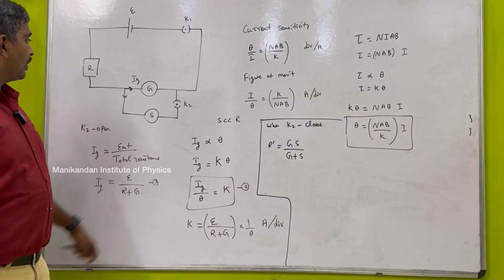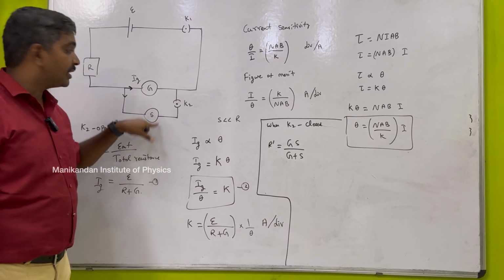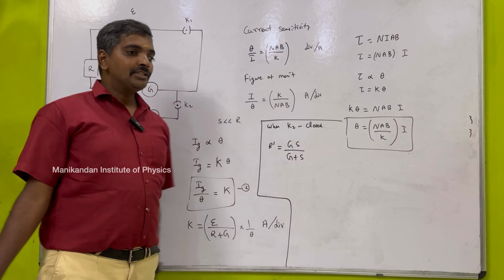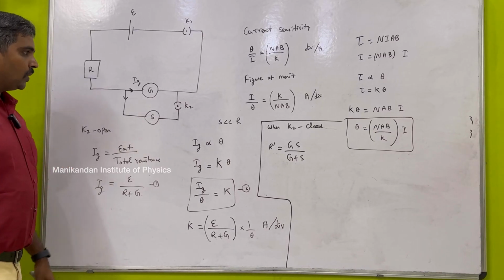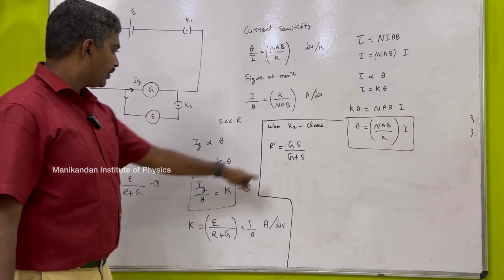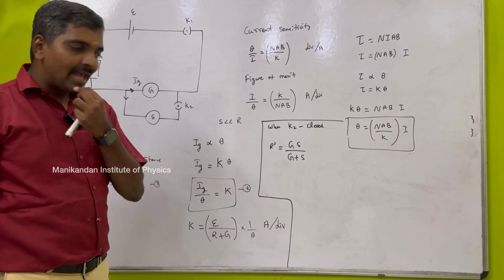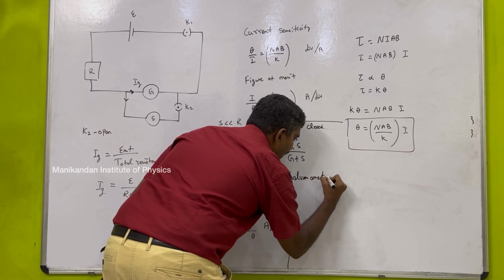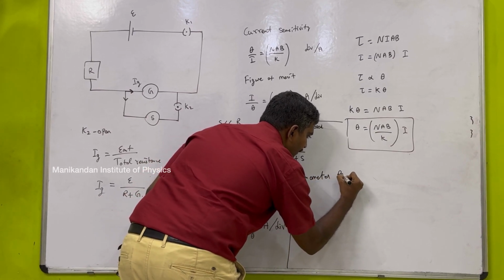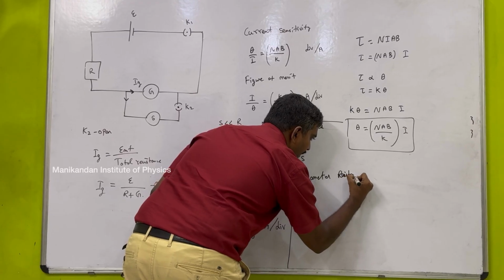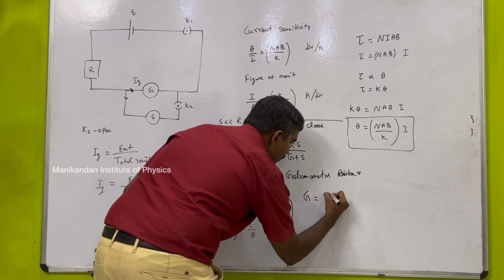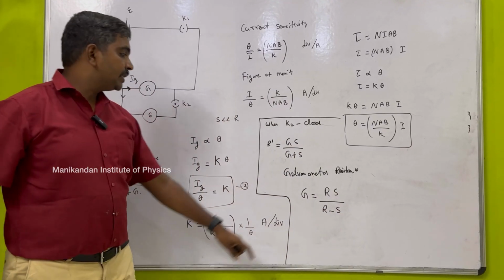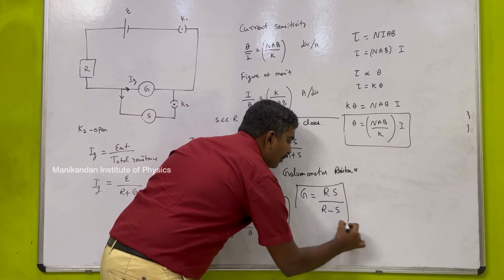Agree? So now the resistance of the galvanometer and shunt resistance combination is R prime equal to G into S by G plus S. G is the galvanometer resistance, S is the shunt resistance. From this observation, if I replace this here, then I can write the galvanometer resistance G equals R into S by R minus S. So this is a generalized formula to find the galvanometer resistance.